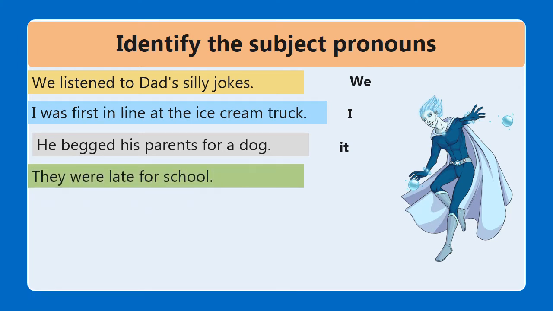Let's look at another sentence. They were late for school. Can you guess what is the pronoun in that sentence? The subject pronoun? That's right, they. What is the verb in that sentence? Were, that's right. Were is a helping verb, so therefore the subject of the sentence is they. The subject pronoun is the word they.